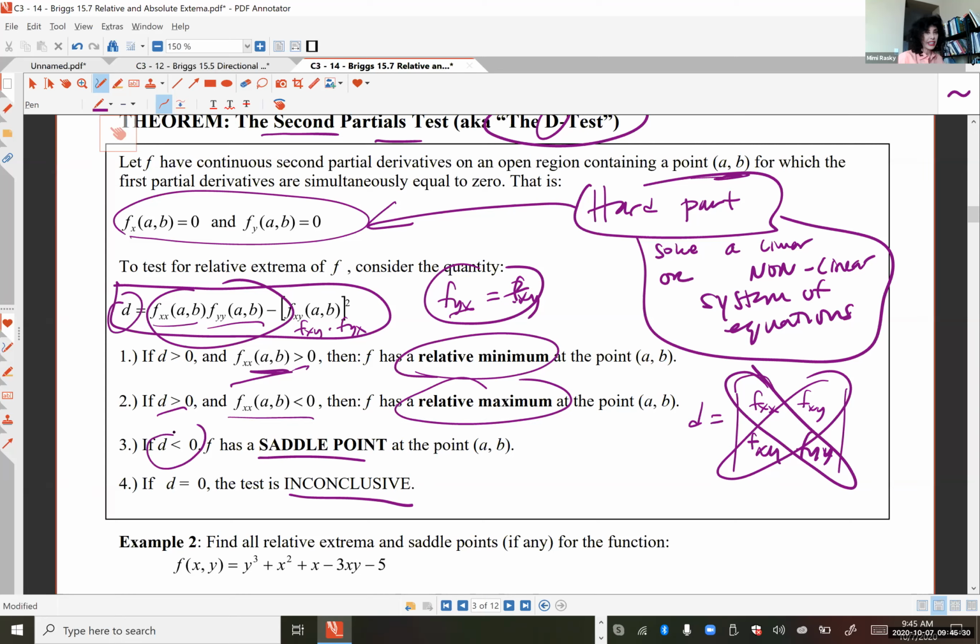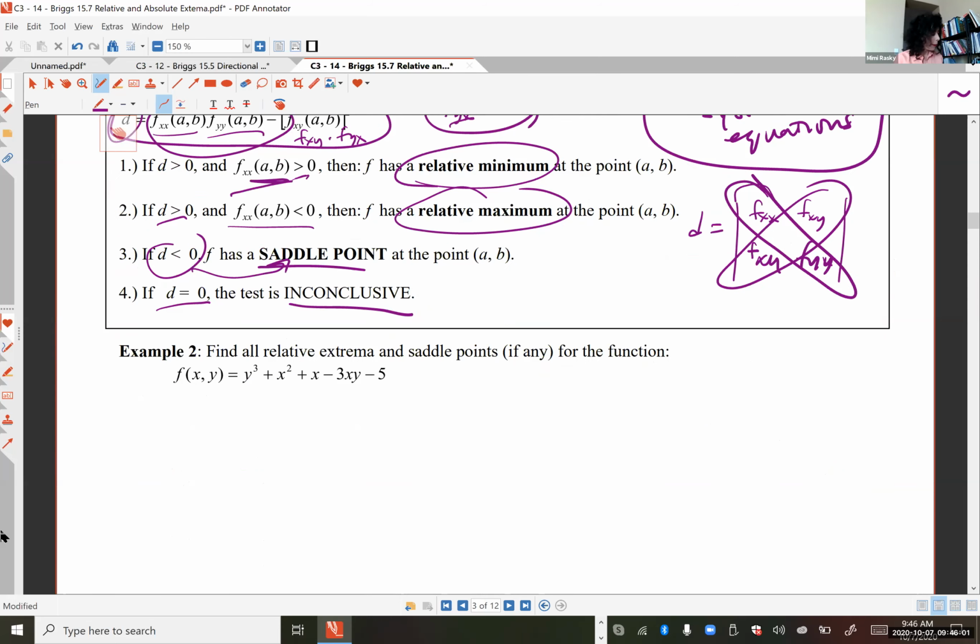If your D is negative, don't even bother looking at fxx. Immediately you can conclude saddle point, and now you know what a saddle point is. It's sort of like the analog for an inflection point. It's not a max or a min, but it is cool. And then if your D is 0, your test is inconclusive. This doesn't mean there aren't any maxes or mins. It means you may need to go get a computer system and or maybe a grapher and try to look and figure out if there's a max or a min that way. Okay, so now time for examples.